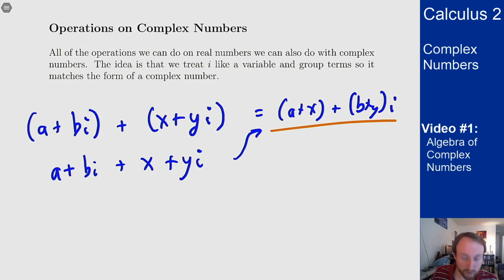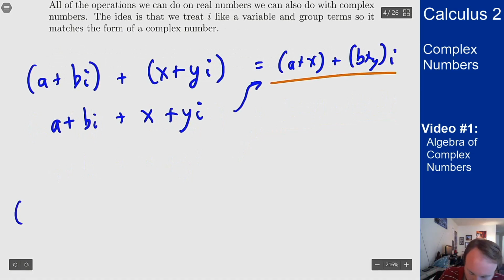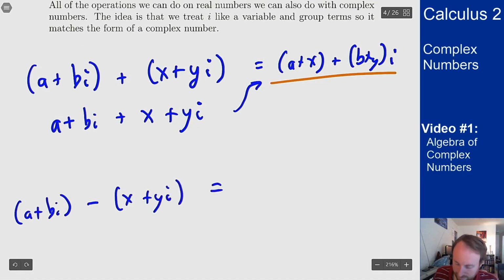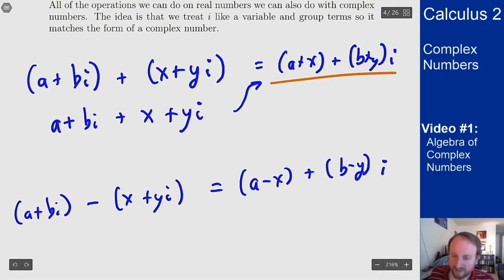You can do the same thing for subtraction. So if I have a plus bi and then want to subtract x plus yi, it'll work the exact same way. I'll get (a minus x) plus (b minus y) times i. Basically think about dropping the parentheses and rearranging terms so it looks like a complex number again.